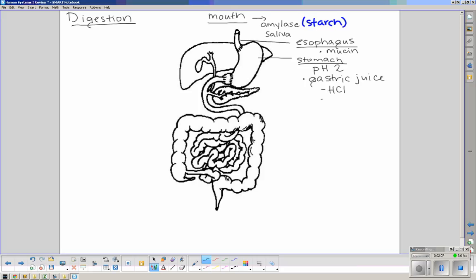In the inactive form, this is pepsinogen. And in the presence of hydrochloric acid, it turns into pepsin. And pepsin is an enzyme that has an optimal pH of 2 that acts only in the stomach because of that optimal pH. Because the stomach is so acidic, it has mucus to protect it.